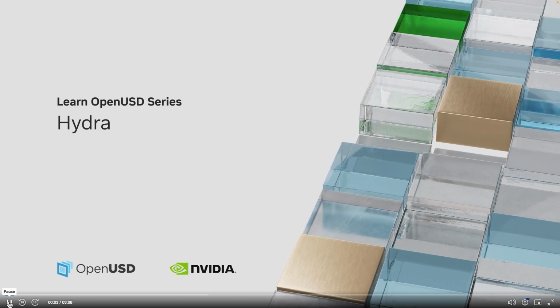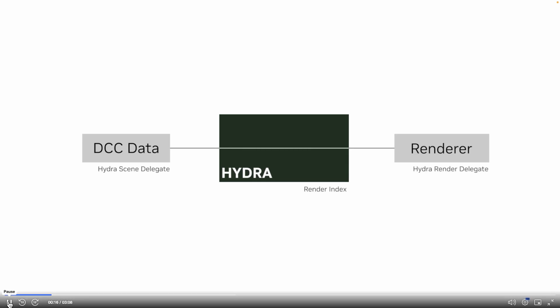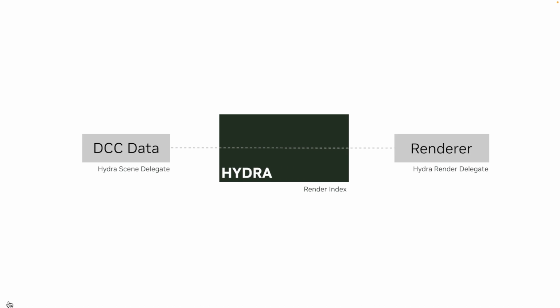In this lesson, we'll explore Hydra, a powerful rendering architecture within OpenUSD. Understanding Hydra enables efficient and flexible rendering of complex 3D scenes. Hydra is a rendering architecture within OpenUSD that provides a high-performance, scalable, and extensible solution for rendering large 3D scenes. It serves as a bridge between the scene description data, such as USD, and the rendering backend.